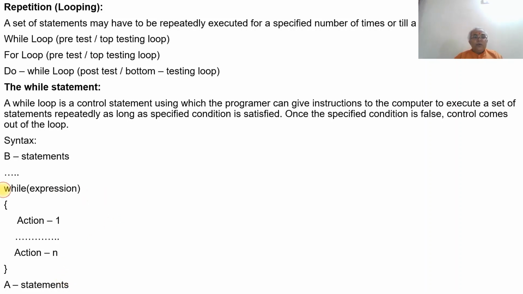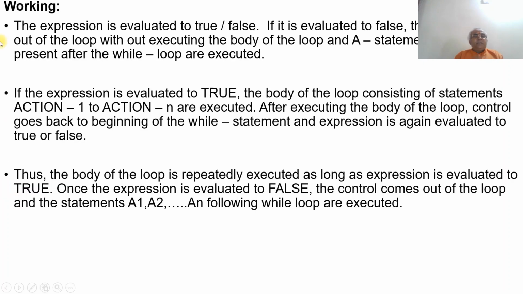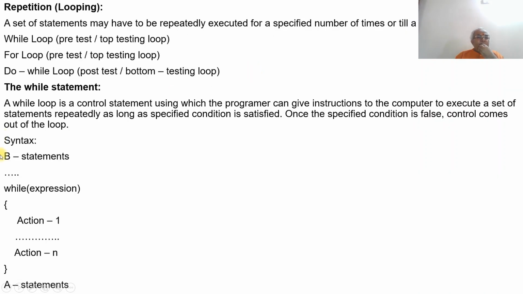So now how is this going to work? The expression is evaluated to true or false. If it is evaluated to false, the control comes out of the loop without executing the body of the loop, and the A statements that are present after the while loop are executed. That means here, if you have the B statement, it will try to evaluate this expression. If it is not true, then it will come out of the loop and execute the A statement.